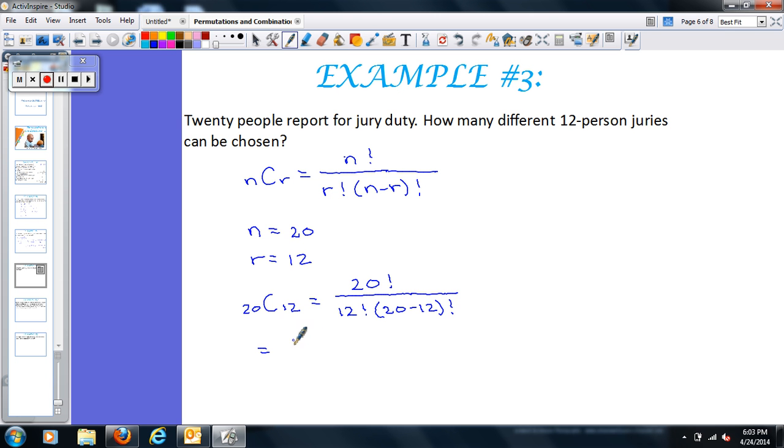Okay? So 20 factorial over 12 factorial times, well, 20 minus 12, I'm actually going to get rid of my parentheses here, is 8 factorial. Okay? Now I can't just combine these. So now this is when it can get a little bit more sloppy. So I'm going to write 20, 19, 18, 17, 16, 15, 14. Actually, let me go ahead and do that down here. Give me a little bit more space.